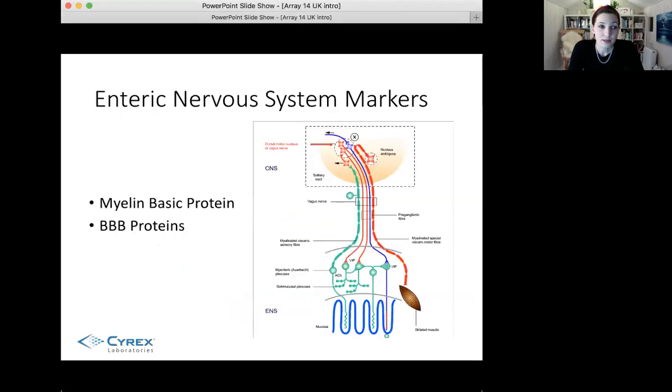And then there are also enteric nervous system markers. So there are myelin basic protein and blood-brain barrier proteins. But it's important to note not to confuse these with serum testing. So when we see blood-brain barrier protein or myelin basic protein antibodies in saliva, these are very specific to the enteric nervous system and are not an indication of neurological autoimmunity elsewhere in the body.